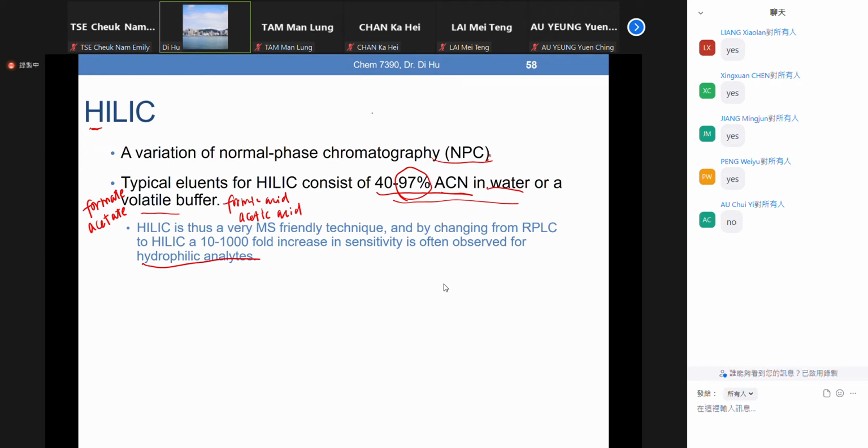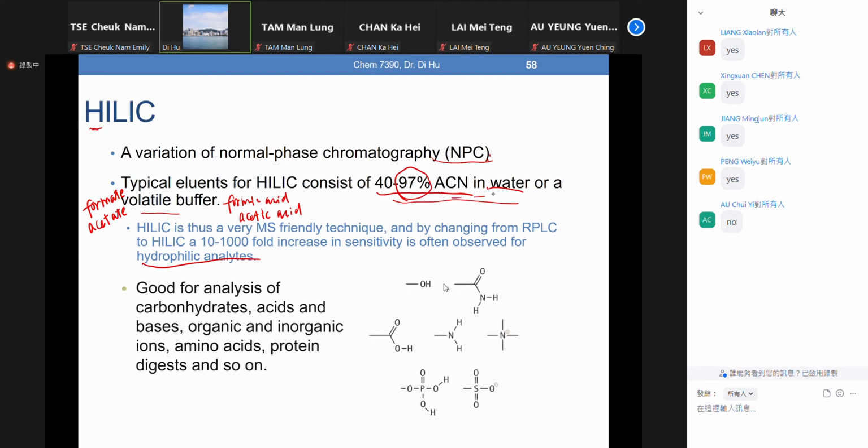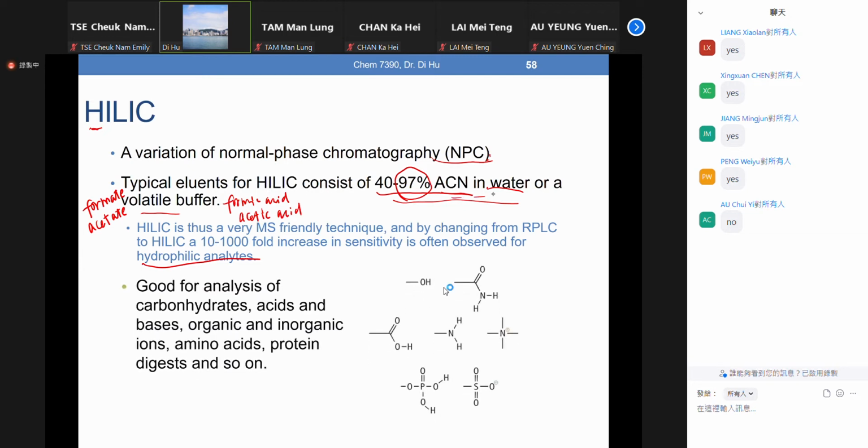So those hydrophilic analytes have very good solubility in this mobile phase. Because of this, HILIC can even handle ions. Those very hydrophilic compounds, such as carbohydrates, acids and bases, as you see shown here, amines and charged ones, organic or inorganic ions, amino acids, protein digests, and so on.